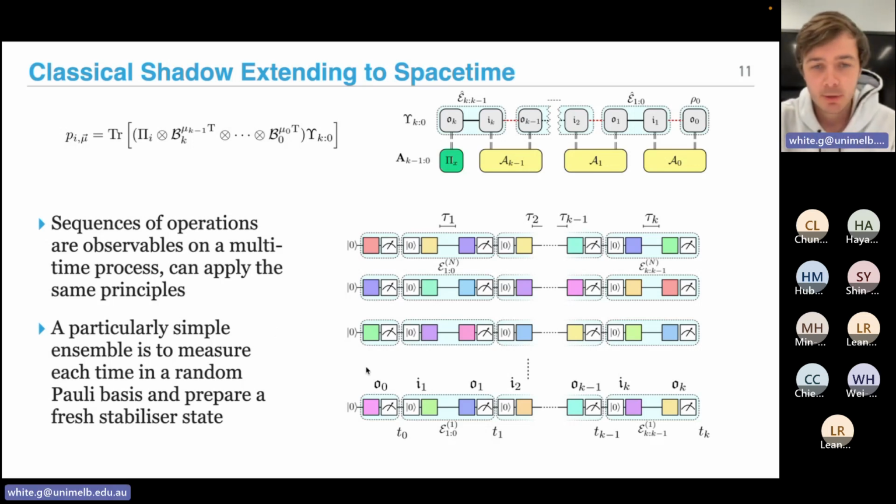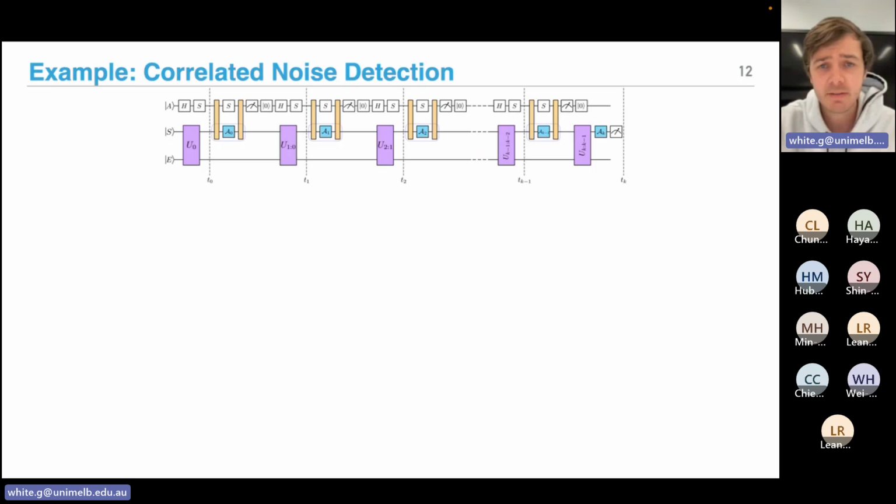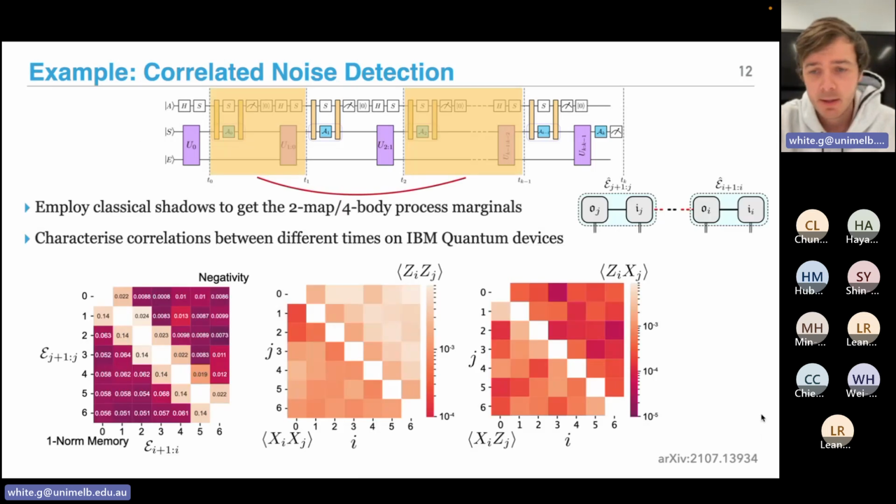And so what we're learning is we're able to determine information about these input legs and these output legs at different times. So we can associate this with marginals of this process tensor being the dynamics of each qubit between each time. And then we can look for correlations between these things. So as an example, in this work, referenced down the bottom, we looked at using classical shadows for detecting correlated noise on IBM quantum devices at different times.